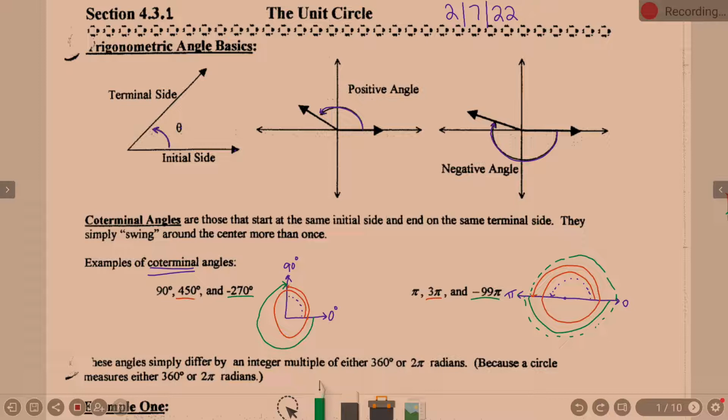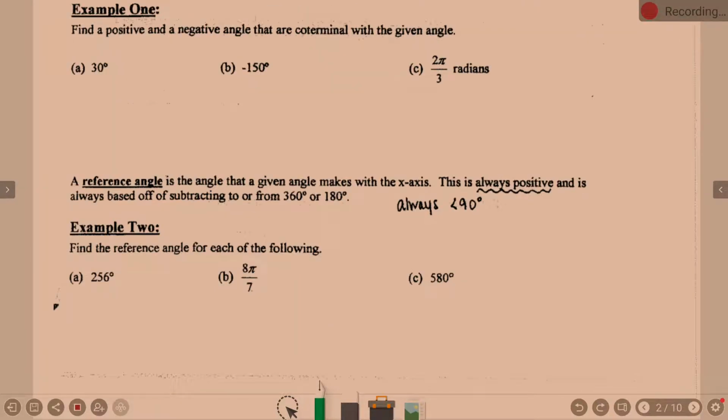Okay, so notice all these angles we talked about, they simply differ by an integer multiple of either 360 degrees or 2 pi radians. Those ones, 90, 450, and negative 270, that was either adding or subtracting 360 every time. These radians, pi, 3 pi, and negative 99 pi, that was either adding or subtracting 2 pi every time. And of course that is because the circle measures 360 degrees, 2 pi radians. Okay, move along here. This is just without the unit circle. This is just kind of understanding what we're talking about here.